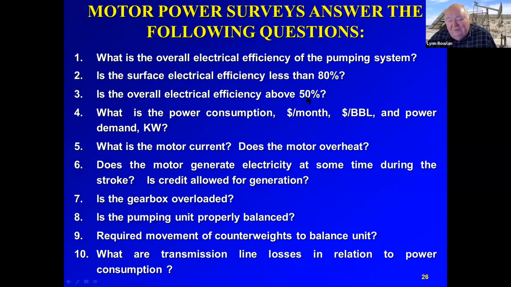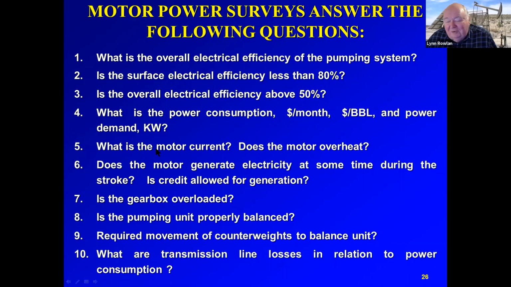The overall efficiency from the panel all the way down to the pump is normally 50% if the pump's full of liquid, and the unit's in good operating condition, and there's no mechanical rod on tubing wear. And so 50% is a normal efficiency. Usually use about half the power to produce the fluid to the surface. We can calculate the dollars per month per barrel, the power demand, and we calculate the kW use.